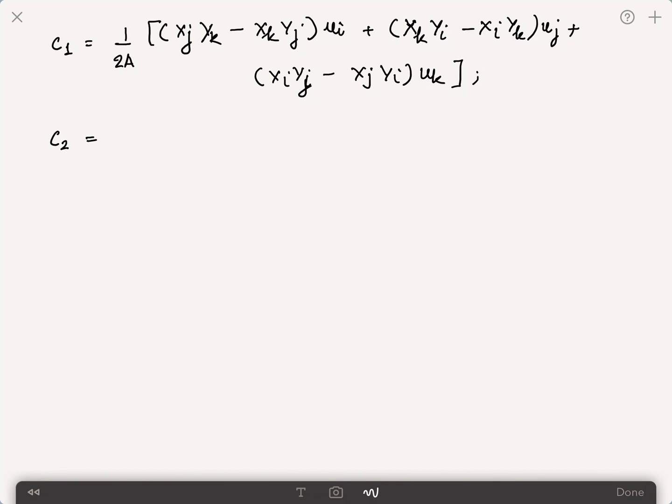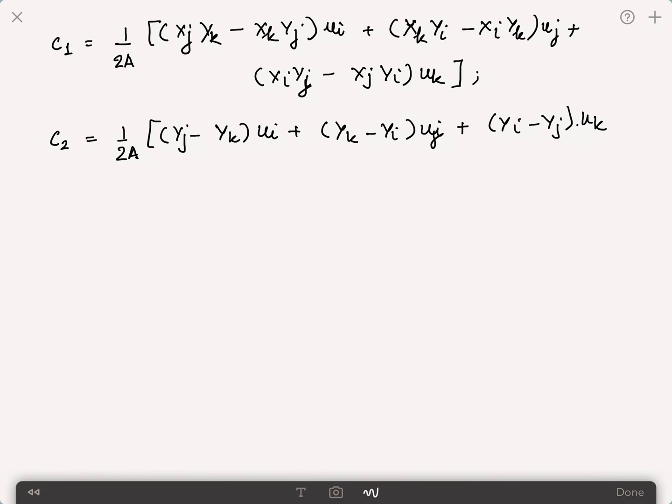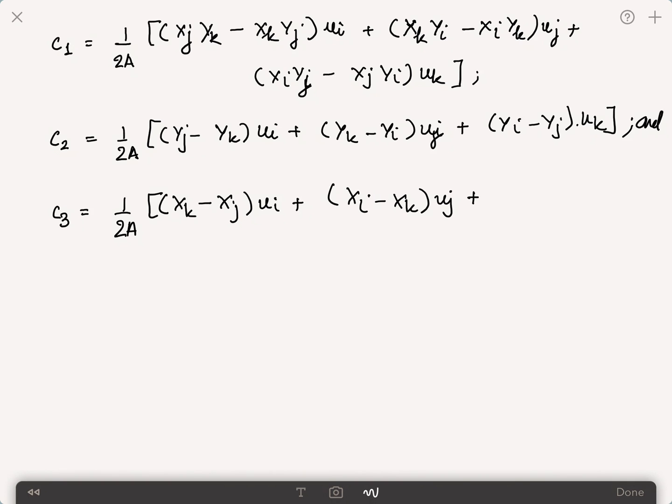C2 is equal to 1 by 2a times (yj minus yk) times ui plus (yk minus yi) times uj plus (yi minus yj) times uk. And finally, C3 is equal to 1 by 2a times (xk minus xj) times ui plus (xi minus xk) times uj plus (xj minus xi) times uk.